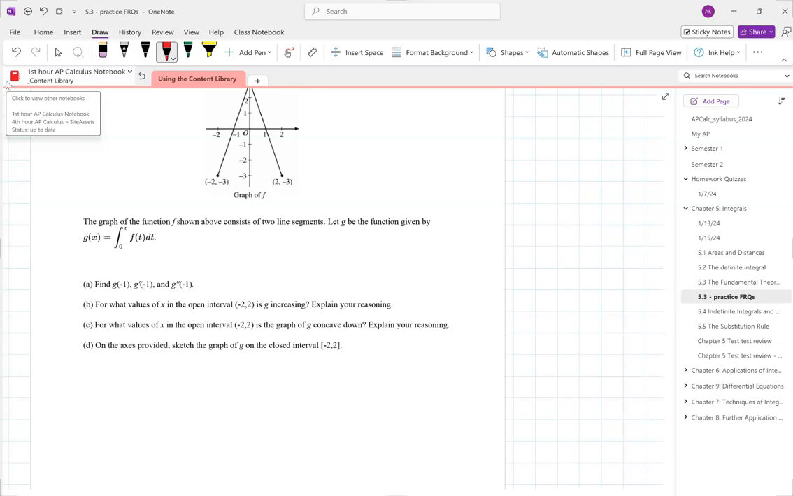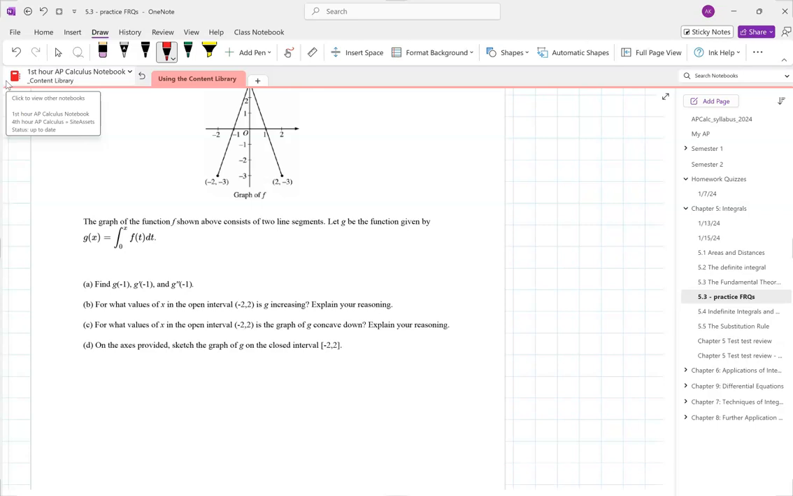So we're given a graph of some function f. It says the graph of the function f shown above consists of 2 line segments. Let g be given by the function g of x equals the integral from 0 to x of f of t dt.